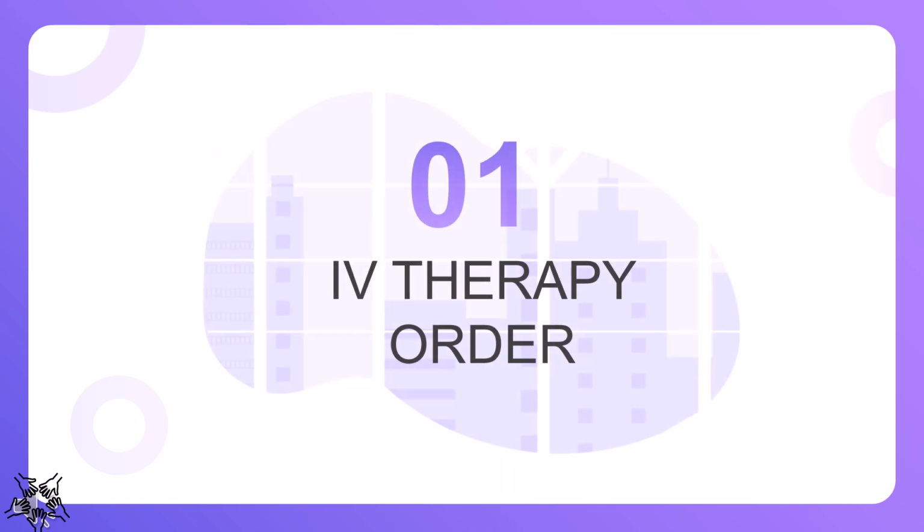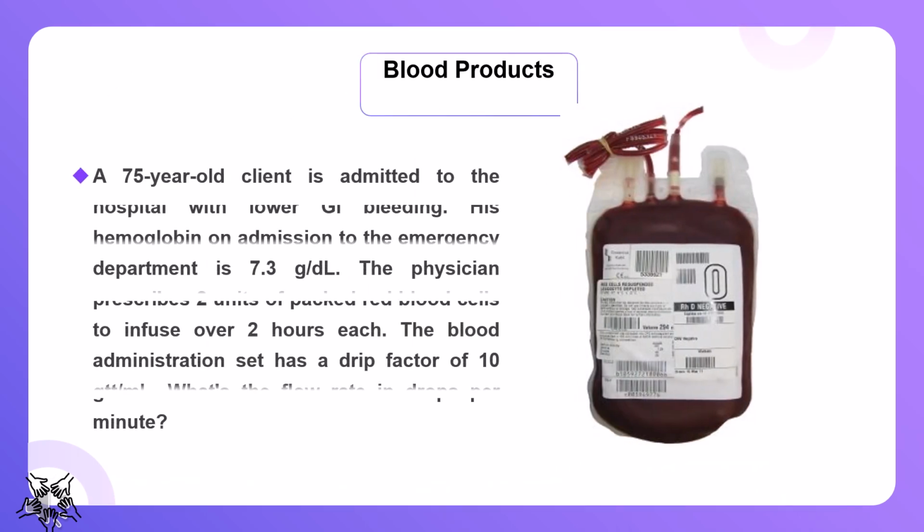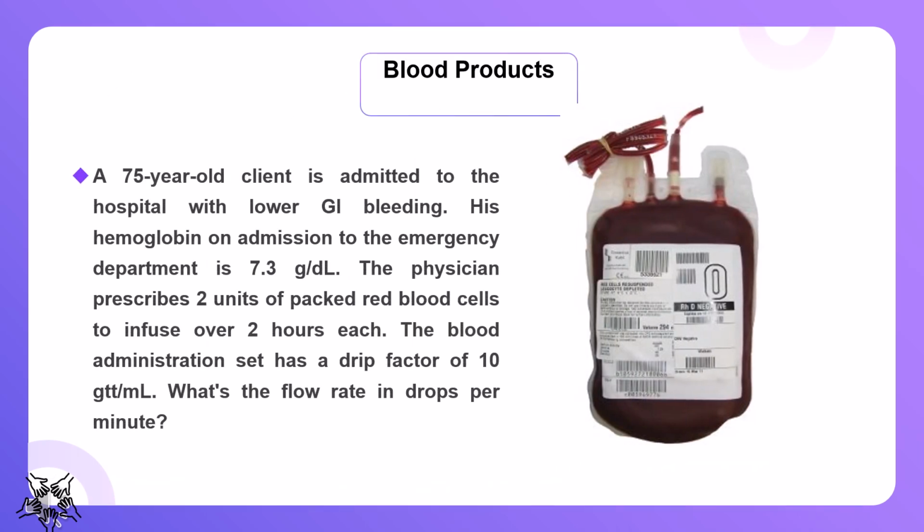Here are a few sample IV orders. A 75-year-old client is admitted to the hospital with lower GI bleeding. His hemoglobin on admission to the emergency department is 7.3 grams per deciliter. The physician prescribes 2 units of packed red blood cells to infuse over 2 hours each. The blood administration set has a drip factor of 10 drops per milliliter. What's the flow rate in drops per minute?